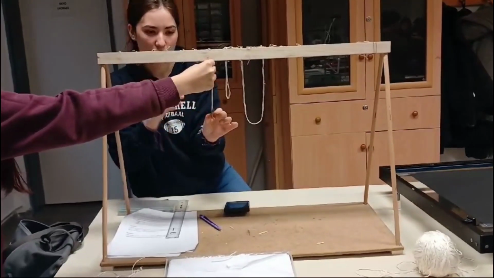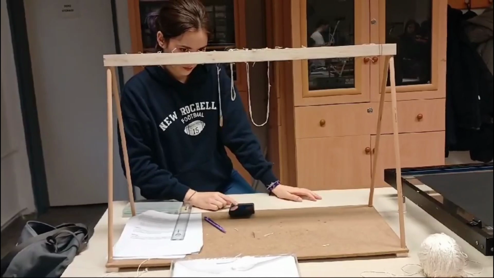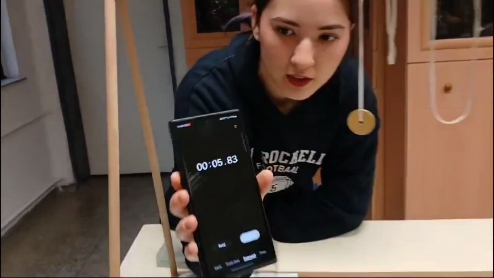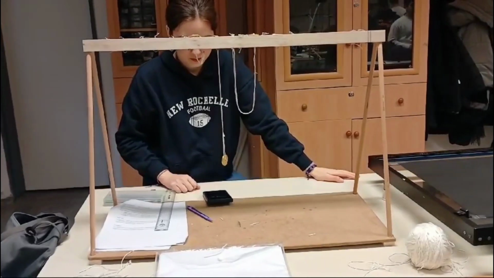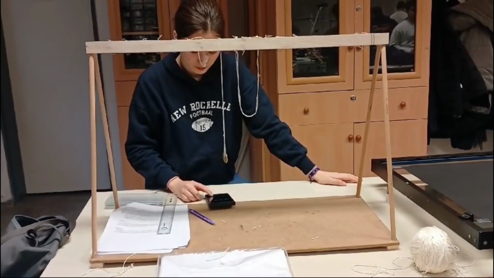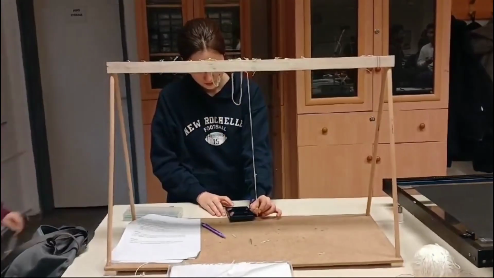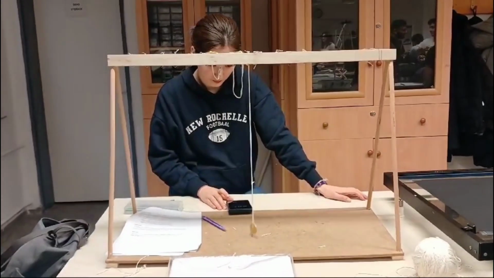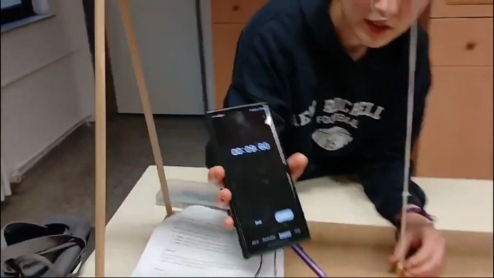Here I'm measuring the time for the first string, which was 0.15 meters, and it gives us the result of 5 seconds, 0.83 milliseconds. Here I measured the time for the second string, which was 0.30 meters, and the result is 7 seconds and 94 milliseconds. And lastly, I measured the time for the third string, which was 0.45 meters, and the result is 9 seconds and 60 milliseconds.